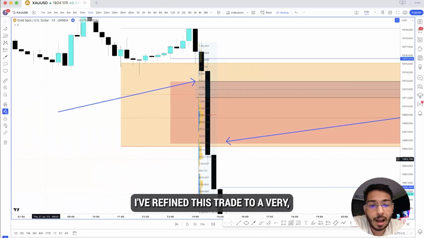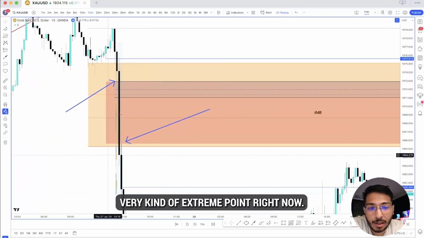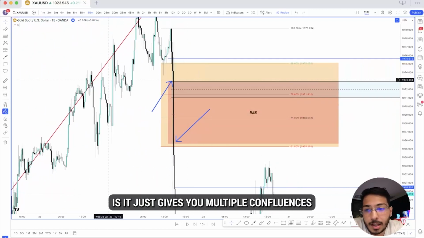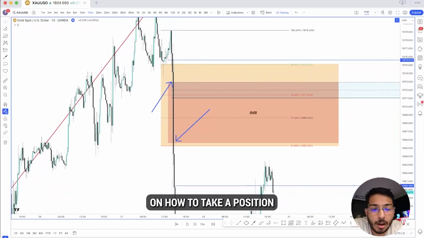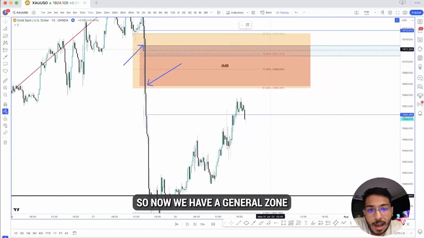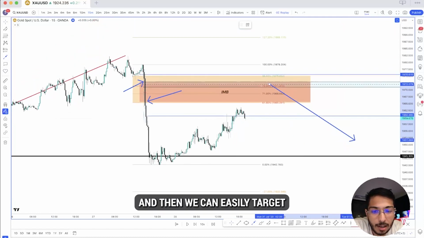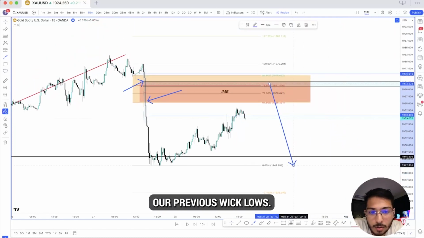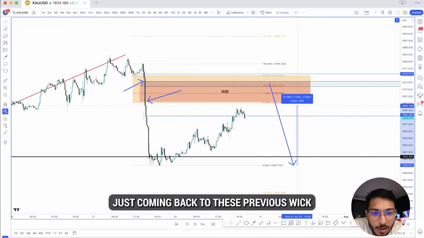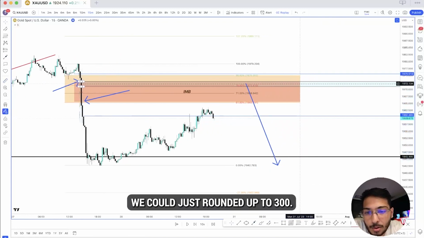So now what have I done? I've refined this trade to a very, very extreme point, right? Now, what this can really do is it just gives you multiple confluences on how to take a position and ride it lower, right? So now we have a general zone of where we want to get in, and then we can easily target our previous week lows. And this would be a relative move, just coming back to these previous week lows of like 290 plus pips. We could just round it up to 300.